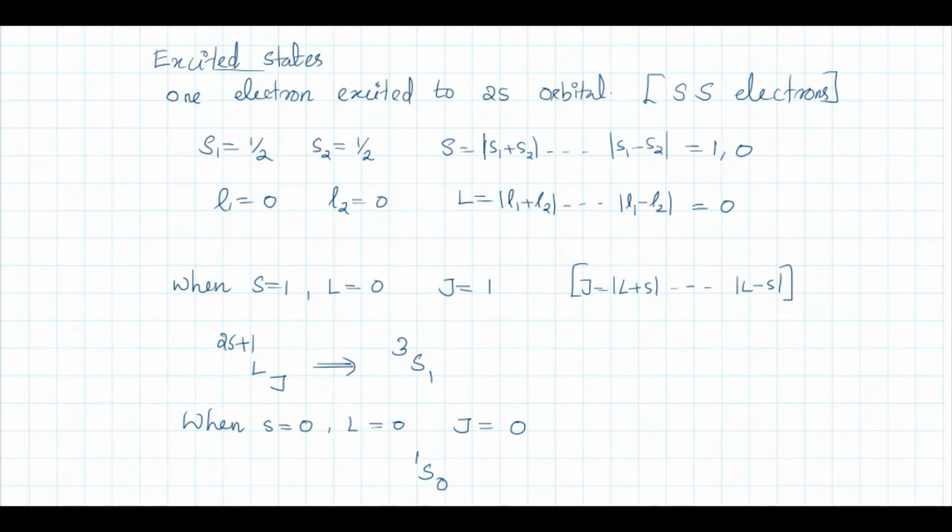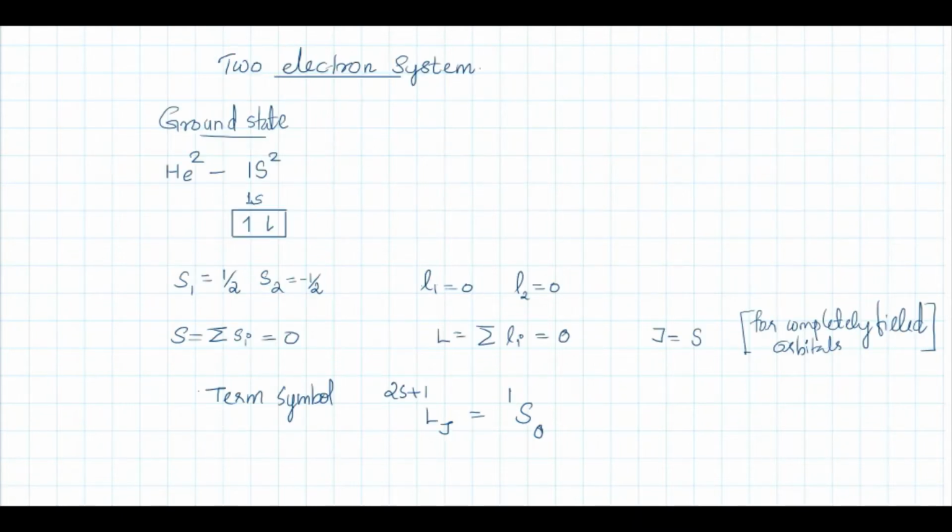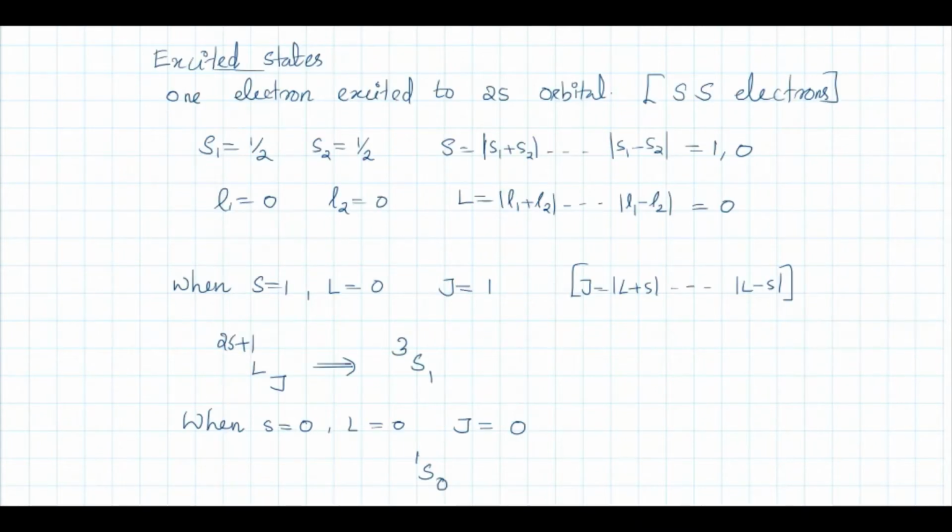If one is in the upspin and the other is in the downspin, it will be 0. So the S value can be 1 or 0. That is the case with the excited state. In the case of ground state, we can write explicitly what is the total S value, but in the case of excited state, there are two possibilities. Anything will happen, 1 and 0.